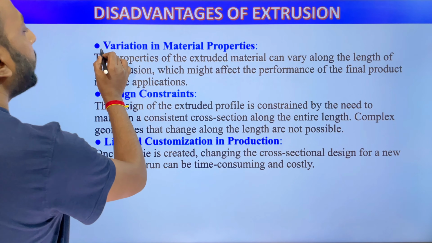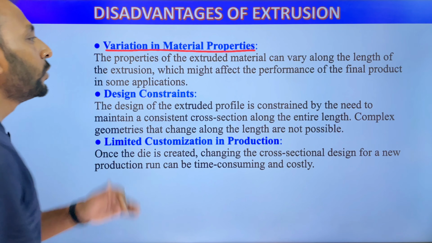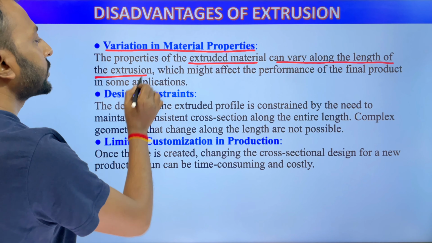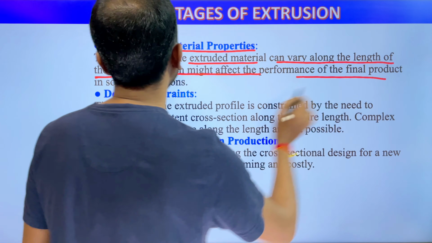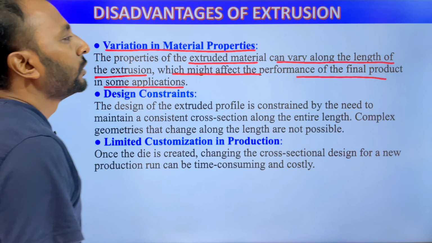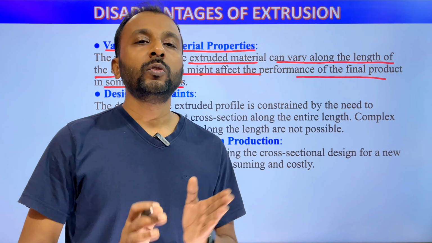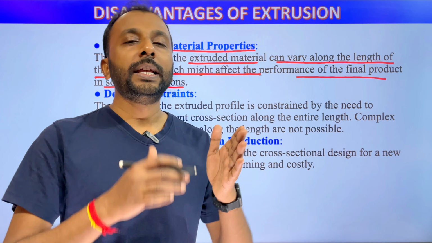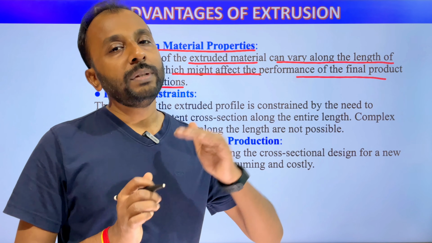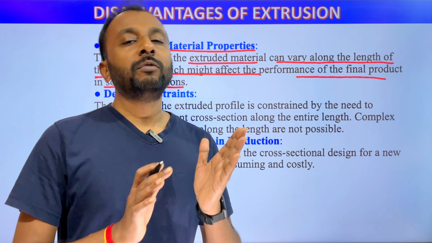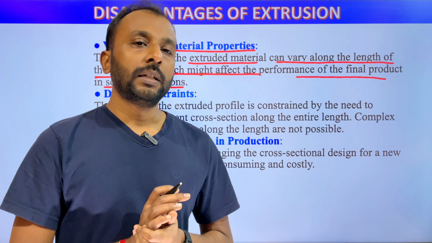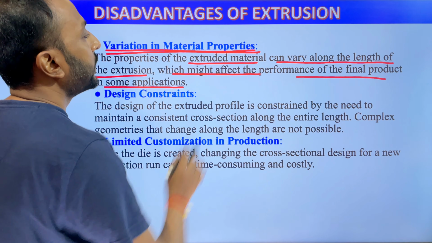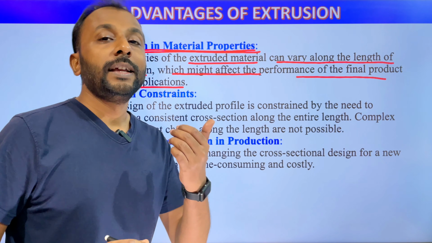Next disadvantage is variation in material properties. When we are doing the extrusion process, the extruded material can vary along the length of the extrusion, which might affect the performance of the final product in some applications. The extruded product can be long in length. The heated material will flow very easily, but the portion of material which is less heated will flow less than the earlier material. Then we can see the variation in material properties on the extruded product.